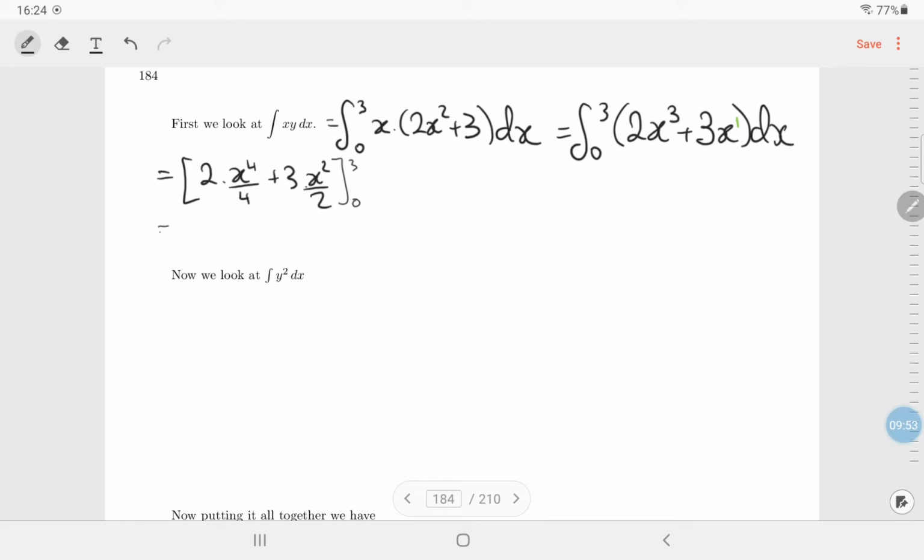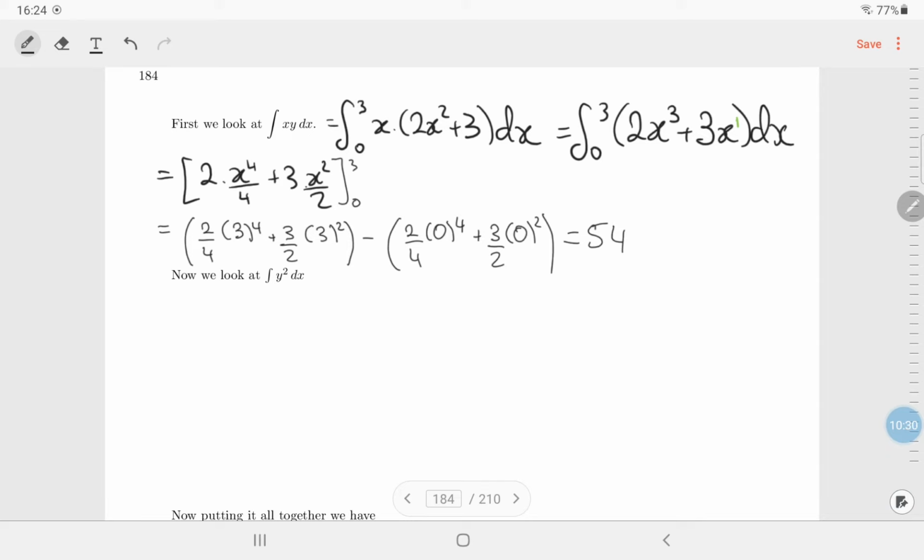So we get 2 over 4 times 3 to the power of 4, plus 3 over 2 times 3 squared. That's substituting in the top limit, minus substituting in the bottom limit. So you're going to get 2 over 4 times 0 to the 4, plus 3 over 2 times 0 squared. And we'll put the first thing into the calculator. So I have 2 over 4 times 3 to the 4 plus 3 over 2 times 3 squared. And I get 54.